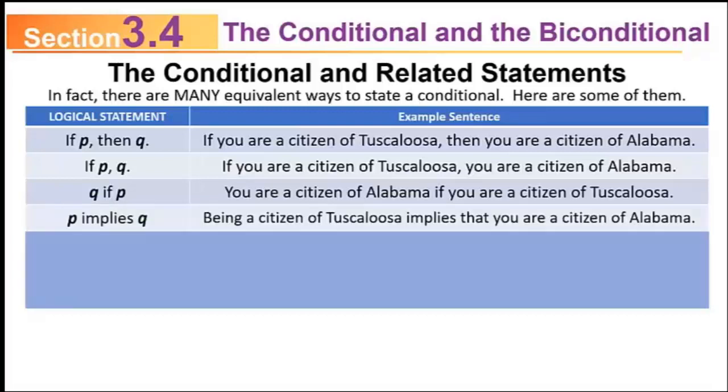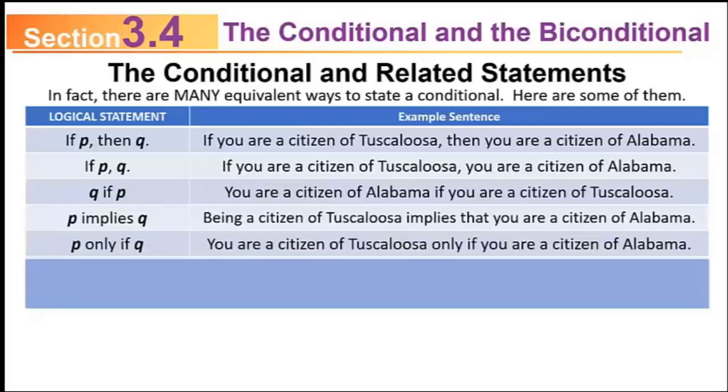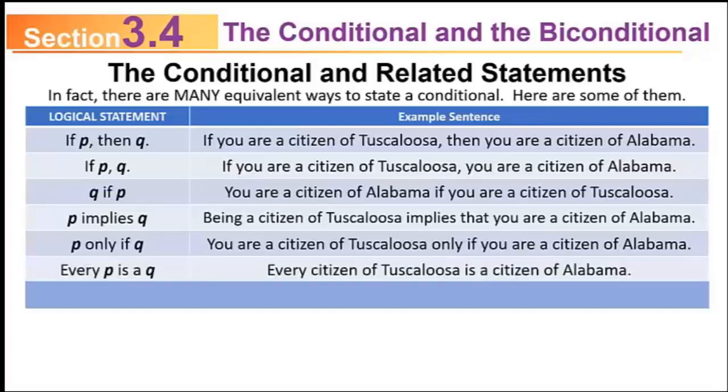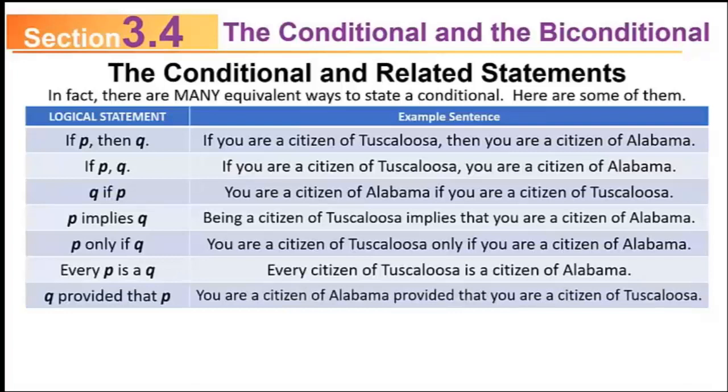P implies Q. Being a citizen of Tuscaloosa implies that you are a citizen of Alabama. Again, that's equivalent to the original conditional statement. P only if Q. You are a citizen of Tuscaloosa only if you are a citizen of Alabama. Again, logically equivalent to the original. Every P is a Q. The example sentence would be, every citizen of Tuscaloosa is a citizen of Alabama. And Q provided that P. You are a citizen of Alabama provided that you are a citizen of Tuscaloosa.